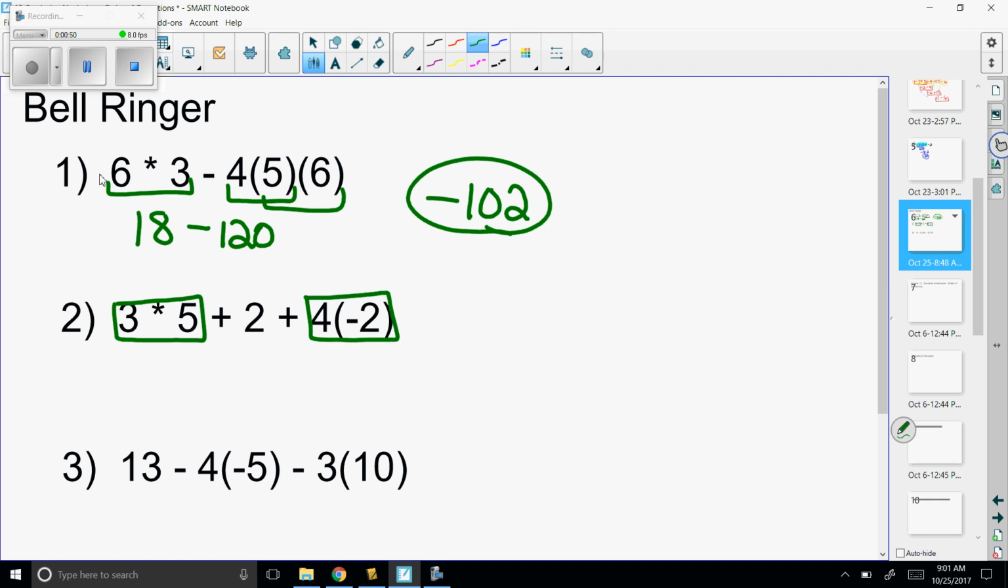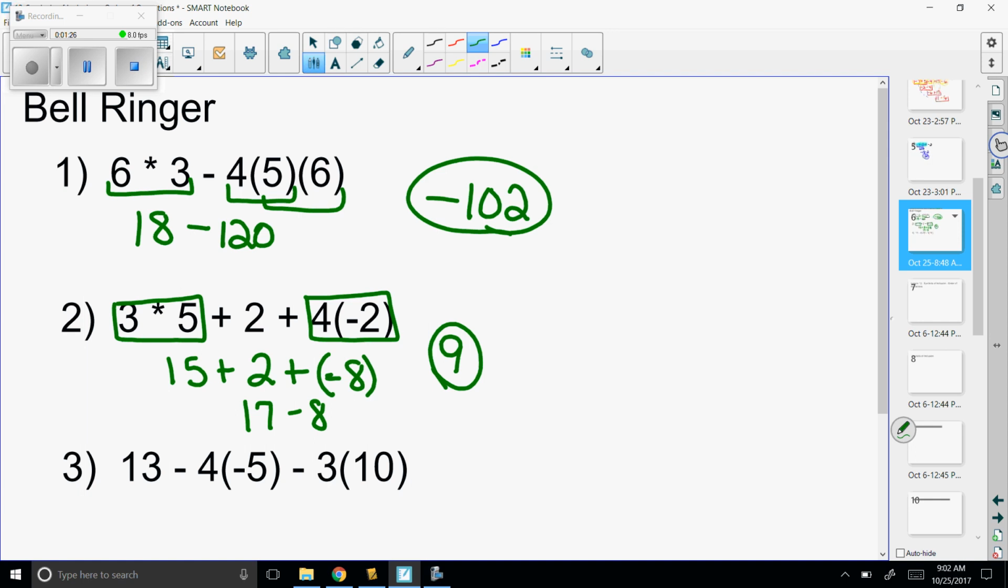So as we look at the multiplication, the first term becomes 15. Bring down the plus 2, plus 4 times negative 2 is, oh, let's try that again. That's a negative 8. So 15 plus 2, you're going to have 17 and negative 8. What's your answer? 9. I think a couple of you had 6 for an answer.